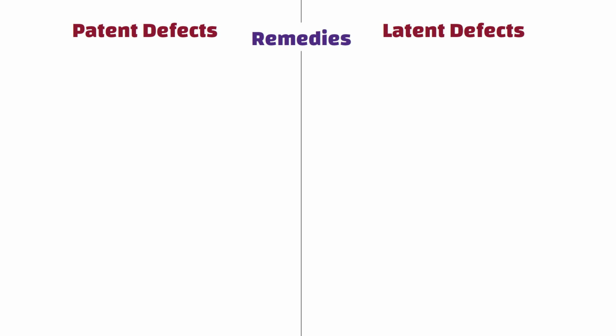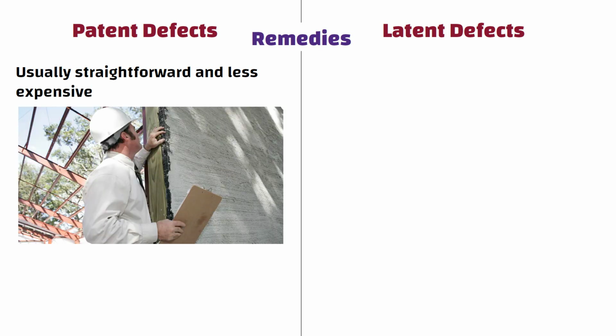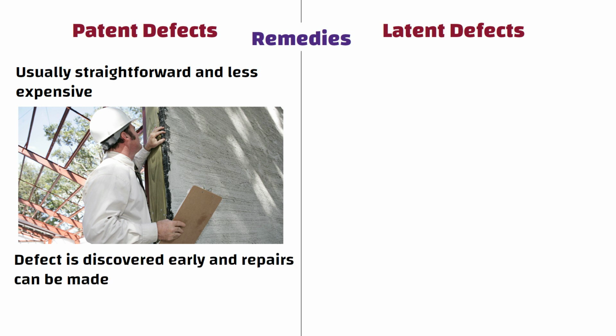Remedies: remedies for patent defects are usually straightforward and less expensive than remedies for latent defects. This is because the defect is discovered early and repairs can be made before the building is occupied or put to use, minimizing disruption and cost.